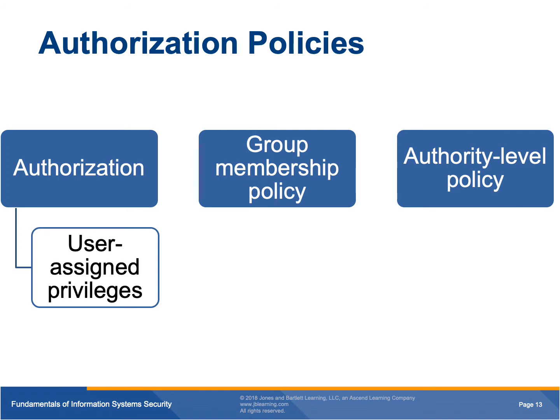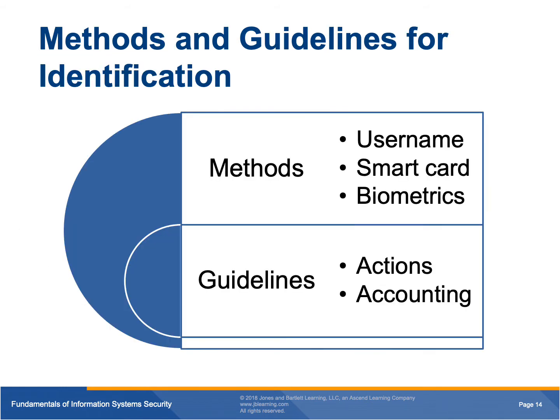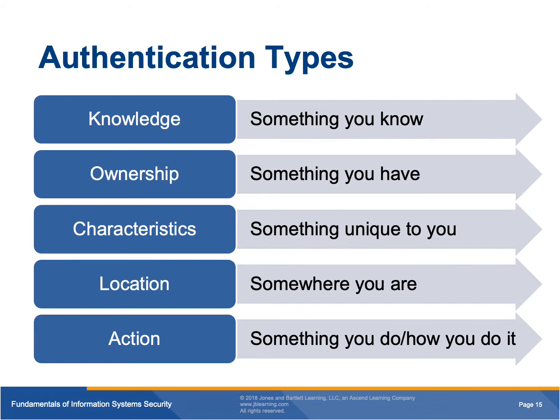So if we put that in the context of a Microsoft Active Directory solution, which is authorization mechanisms, you will have organizational units, you will have groups, and you will have the user rights. So these are just going to be different levels of authentication that are going to be used. So different methods: usernames, smart cards, biometrics, different guidelines, actions, accounting. So let's start with authentication types.